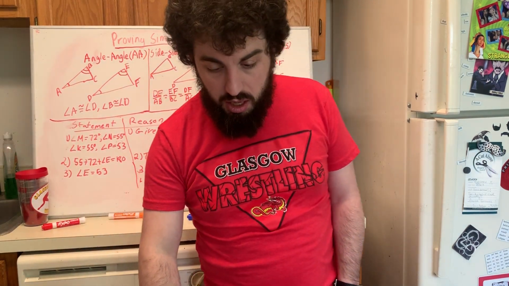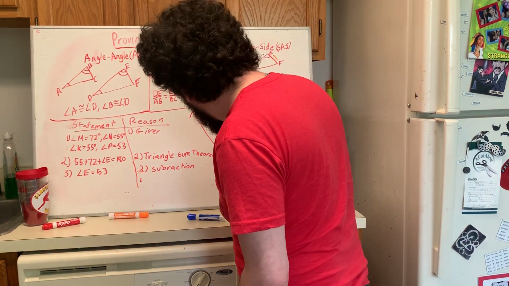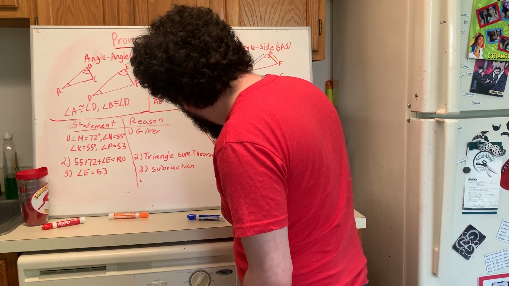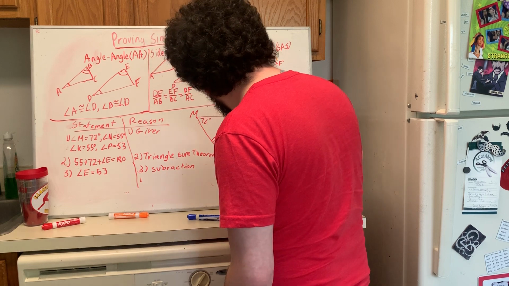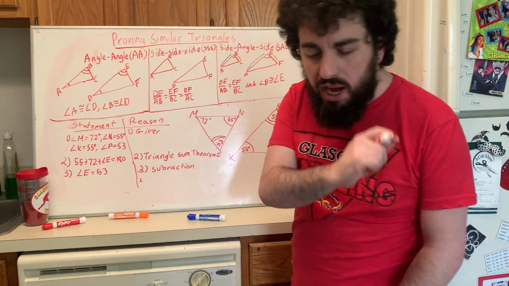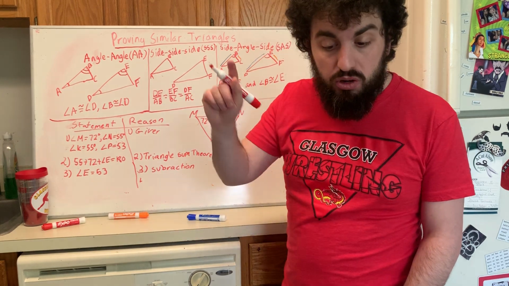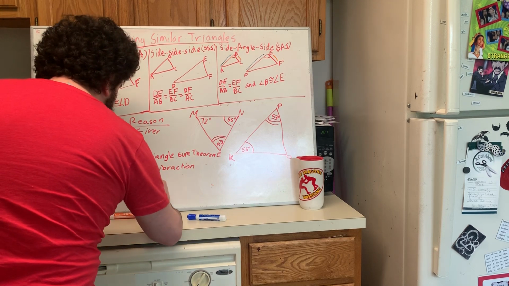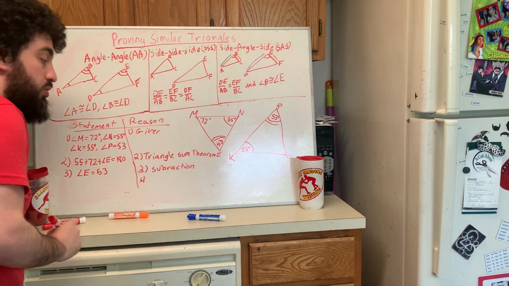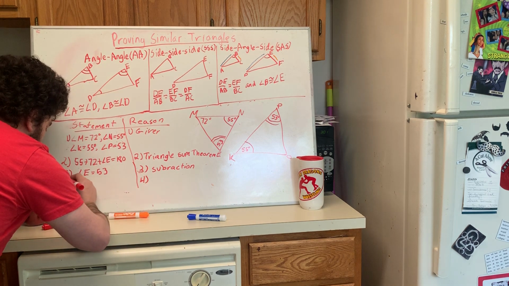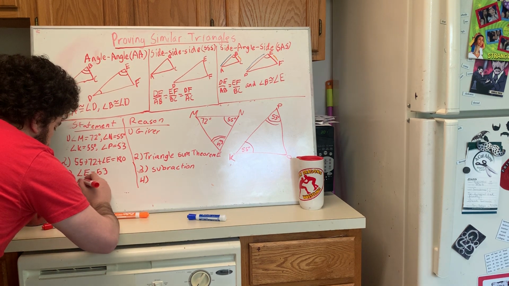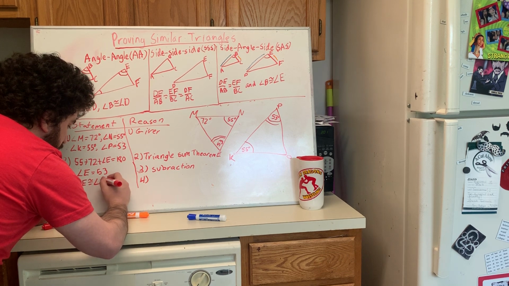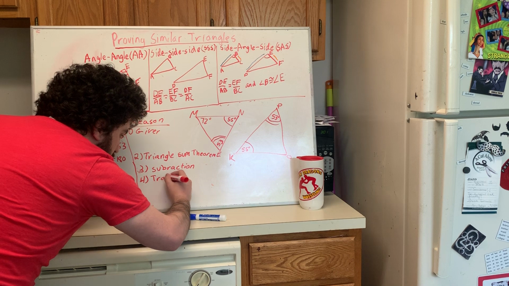And then I notice, wait, if this angle E is 53, well, there we go. E and P will have to be equal to each other. So angle P and angle E are congruent through the transitive property since they're both 53 degrees. Angle E is congruent to angle P. That is the transitive property.